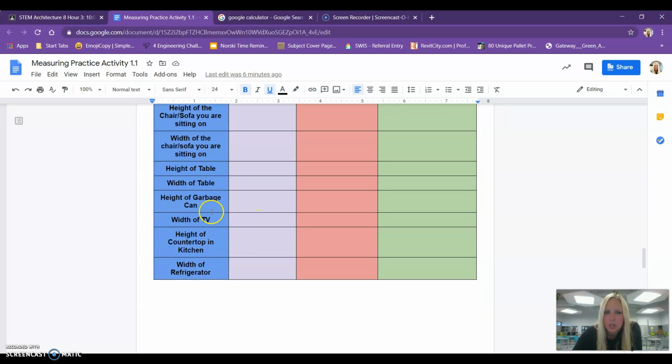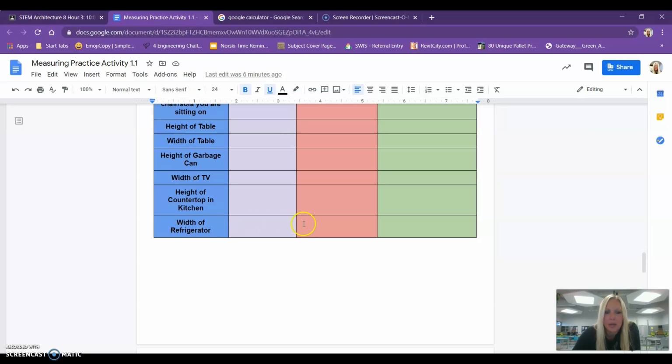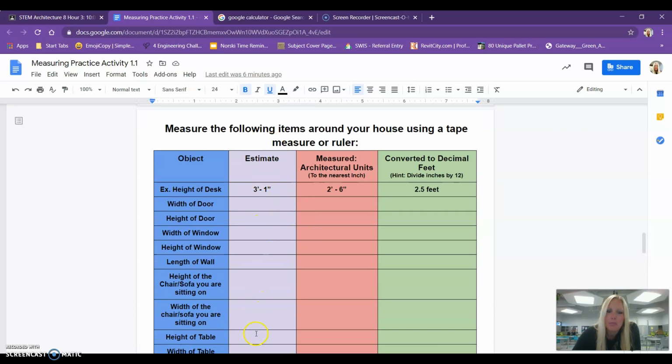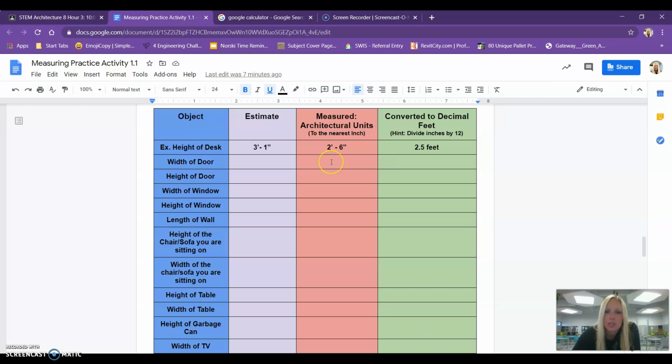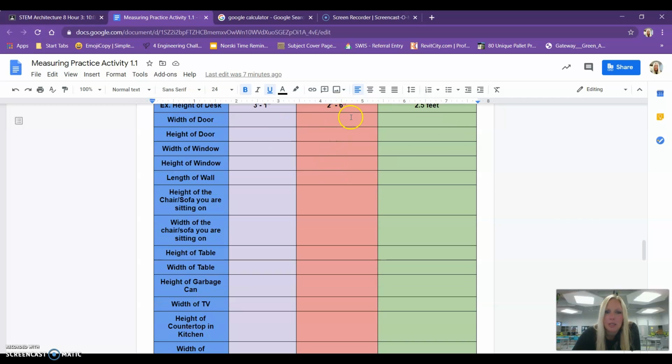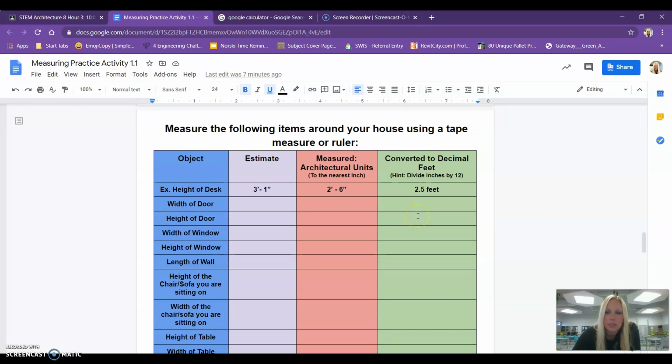The height of your garbage can, the width of your TV. Be careful though when you measure the width of the TV, especially if you're using a tape measure, that you don't scratch it. The height of your countertop, and the width of your refrigerator. So you're going to make an estimate of how big you think those are, then you're going to actually measure them in feet and inches, and then you're going to convert them to decimal feet.